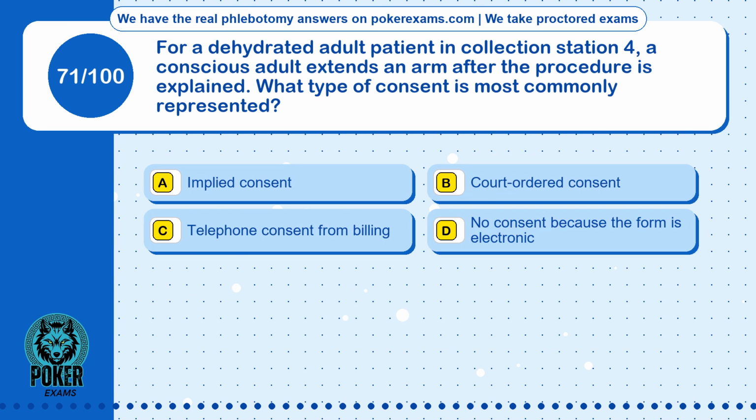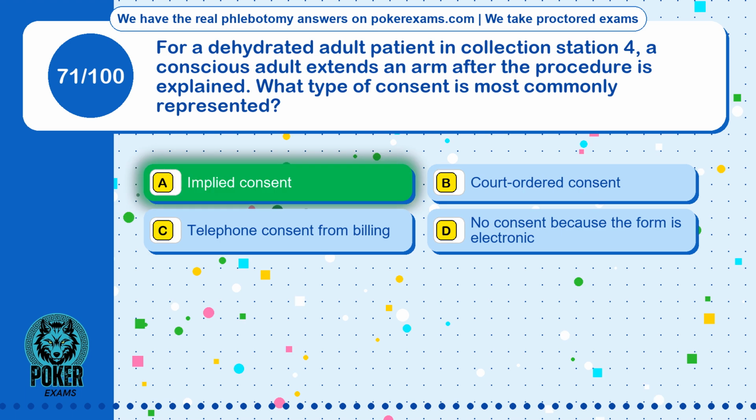Question 71. For a dehydrated adult patient in collection station 4, a conscious adult extends an arm after the procedure is explained. What type of consent is most commonly represented? Option A. Implied consent. Option B, court-ordered consent. Option C, telephone consent from billing. Option D, no consent because the form is electronic.